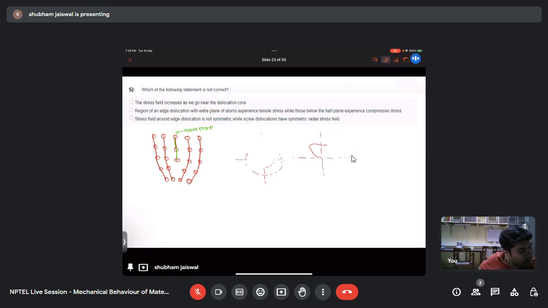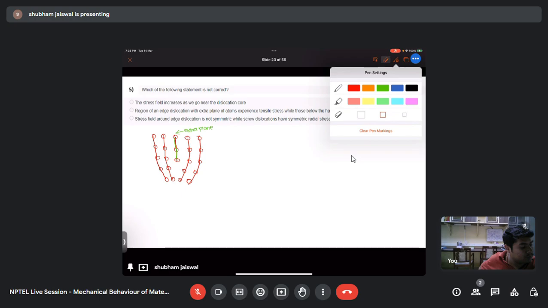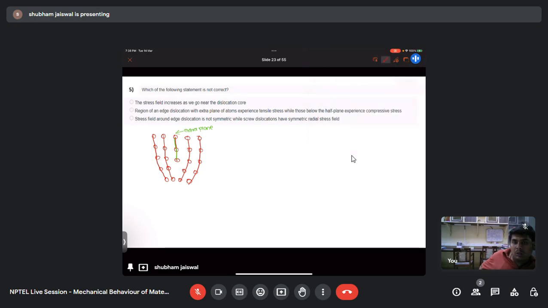Okay, just try to answer it. So I will draw it later. So what they are saying, the stress field increases as we go near to the dislocation plane. As we have already discussed in the recapitulation, if we go near to the dislocation core, the stress field increases. So this is the correct answer.